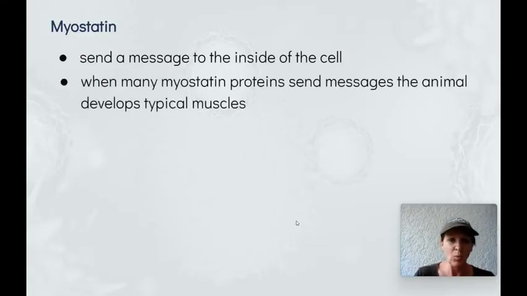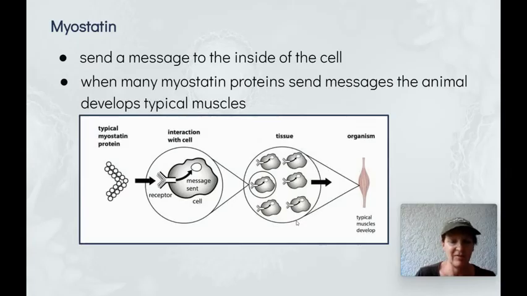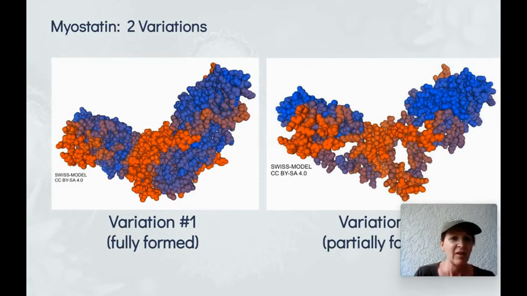When lots of myostatin proteins send messages into lots of different cells, you see muscle tissue that gets formed. Again, we've got the V shapes fitting perfectly into the receptor. The message is sent, and then we have lots of muscle cells being formed, and we've got typical muscles developing. So this is what normally happens.